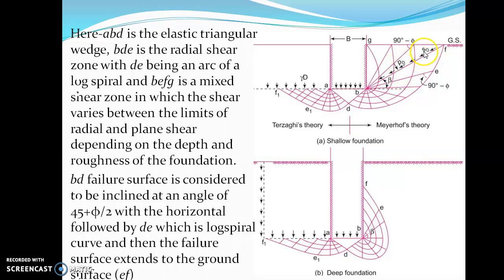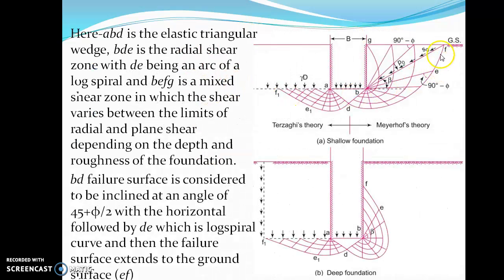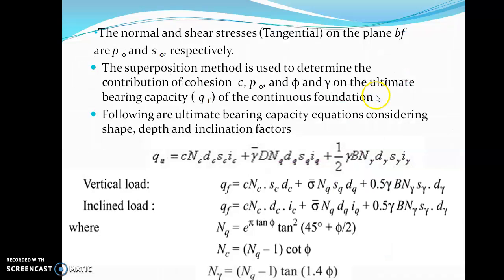Now if you look here, you have this P naught and S naught. The direction of P naught is normal to BF and the direction of S naught is along BF. So what are these P naught and S naught? P naught is the normal stress and S naught is the tangential stress. In other words, we also call it shear stress, which is acting on BF. So P naught and S naught are normal and tangential stresses.